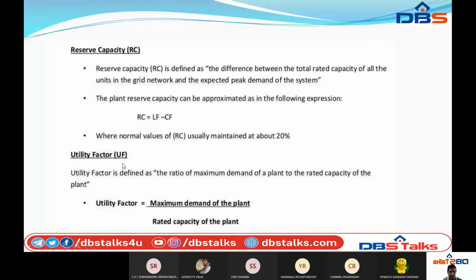Next, utilization factor. Utilization factor is the ratio between the maximum demand of the plant and the rated capacity of the plant. Utilization means maximum demand divided by rated capacity. This is another definition for utility factor or utilization factor.